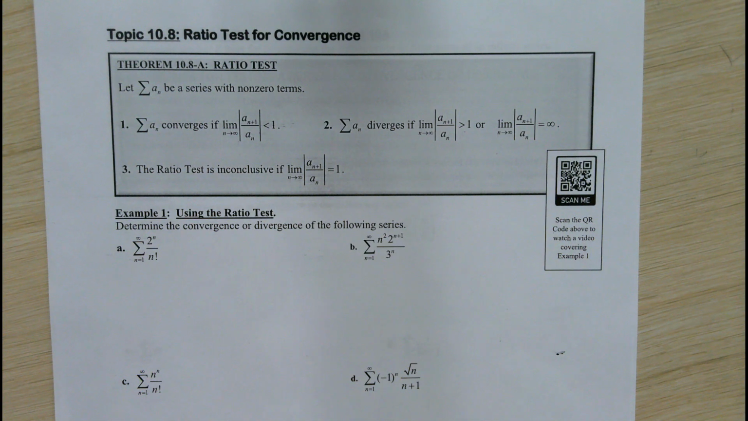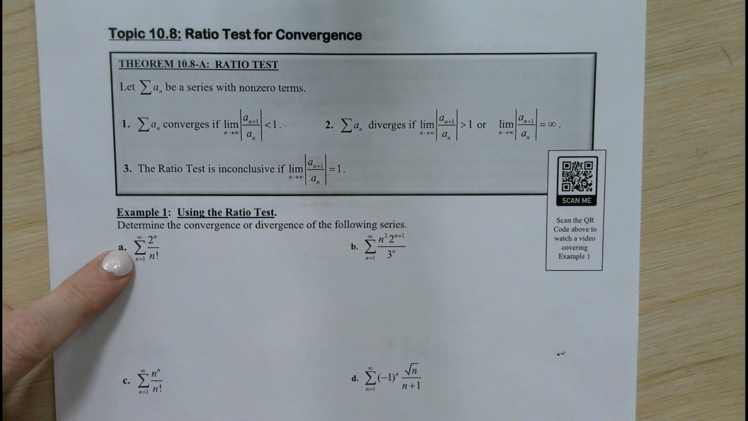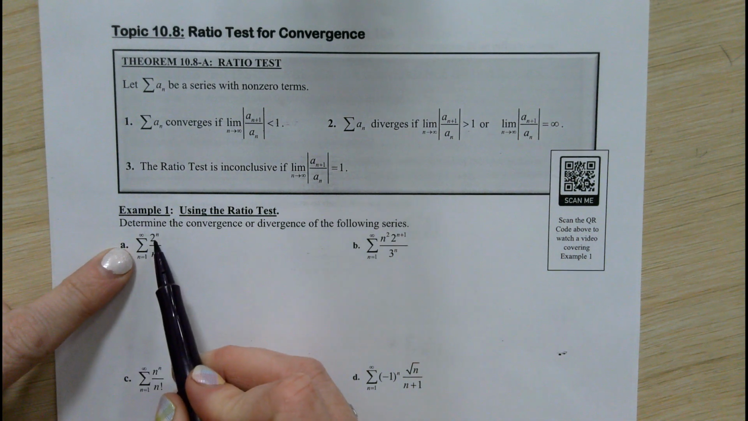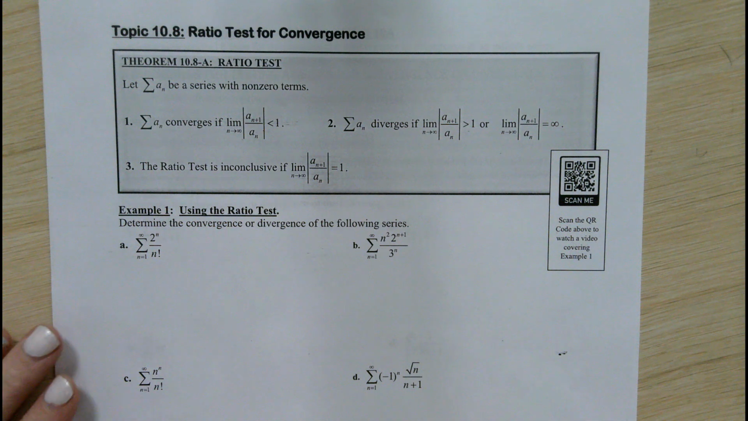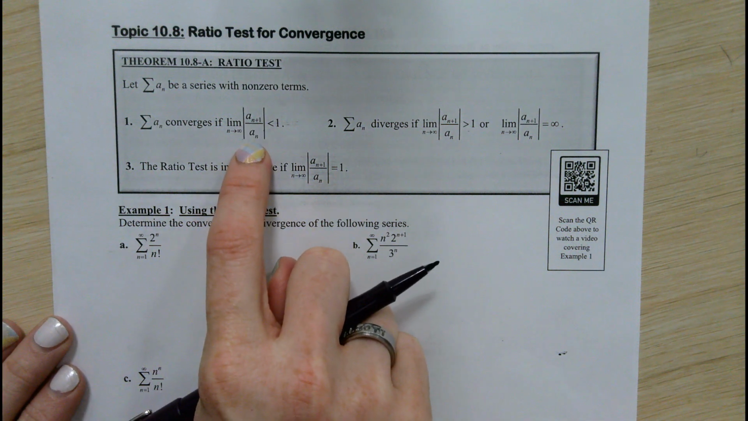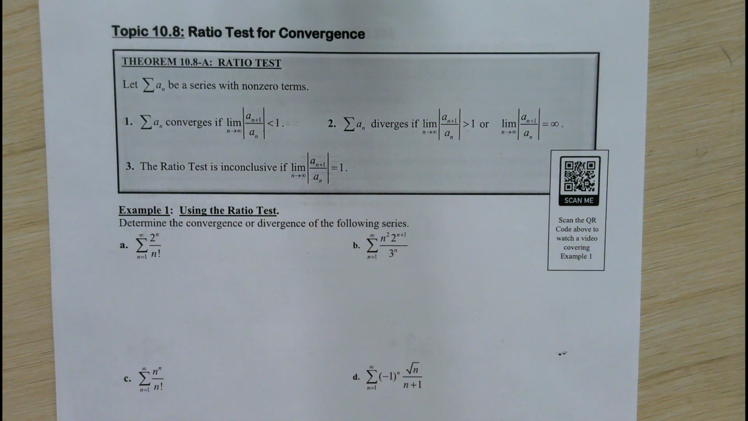Okay, I mentioned that I like this test because in my mind it's easy to spot when to use it. It's really helpful if you're dealing with series that have powers of n or factorials. Because when you consider comparing the n plus 1 term to the nth term, a lot of things are going to end up canceling out when you do your multiplication by the reciprocal. So that's what you're looking for.